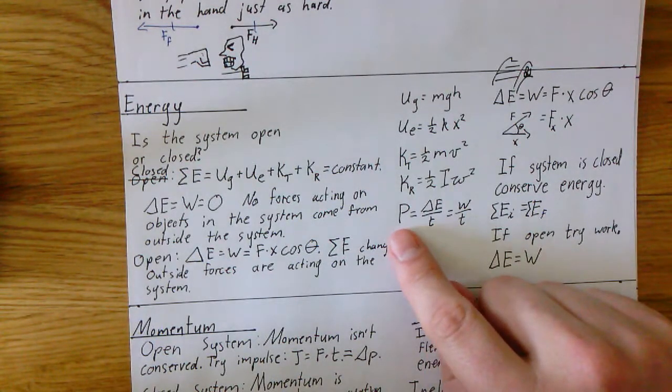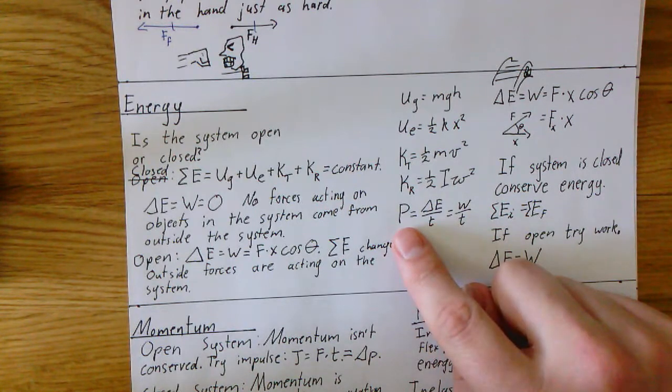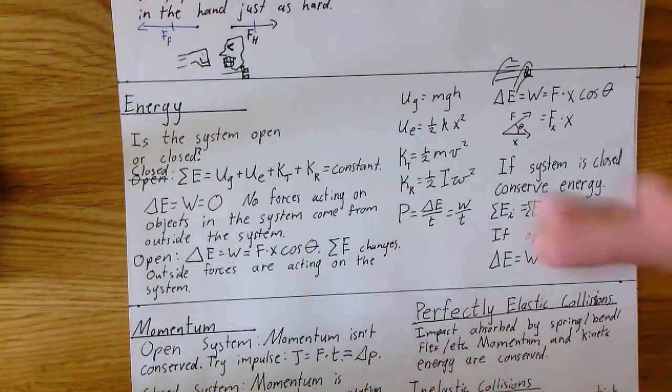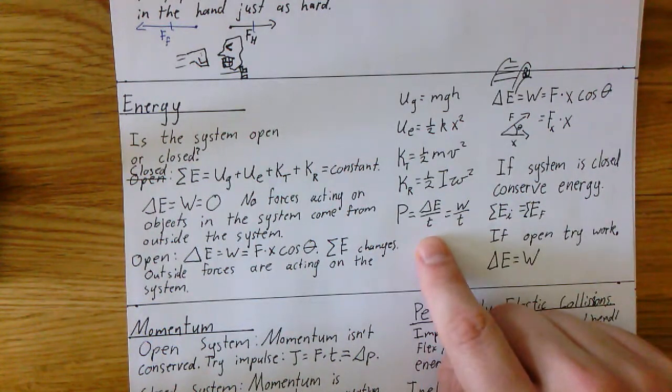I don't know how much power they're going to include. This is the power equation. Power, remember, is just your rate of change of energy. It's how fast you're putting energy into the system. So it's change in energy over change in time.